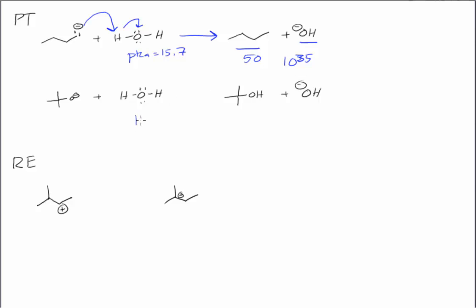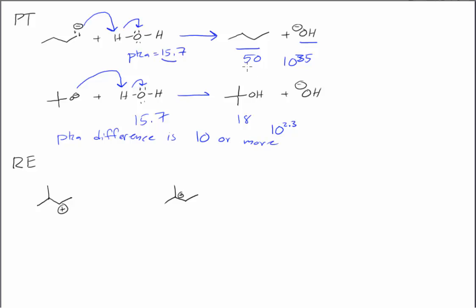Let's compare that with the other proton transfer I've prepared to look at. So here, 15.7 and 18, the difference here is 10 to the 2.3. So a much closer difference in acidity, a much closer acidity levels. Typically, if the pKa difference is 10 or more, so like here, the pKa difference is 35, it is irreversible.